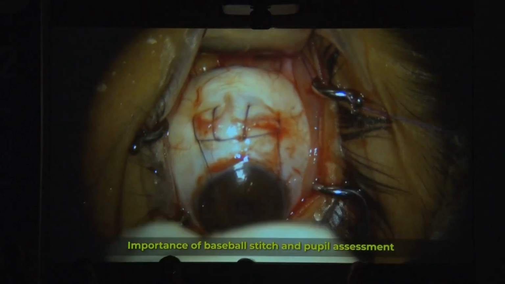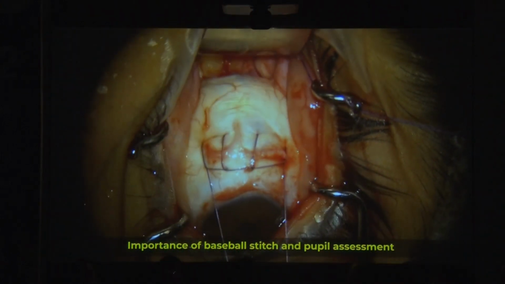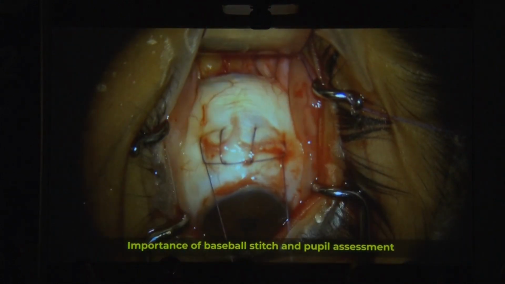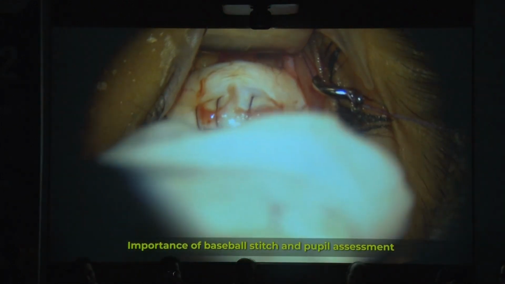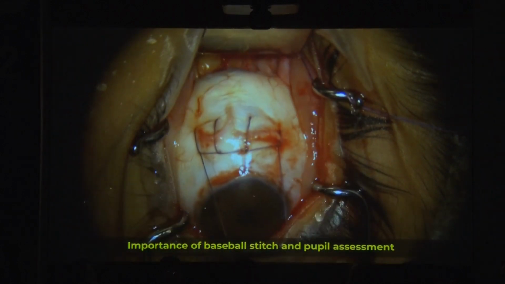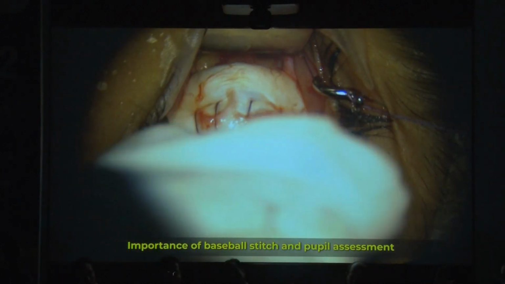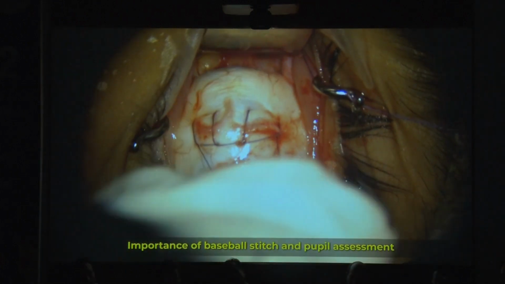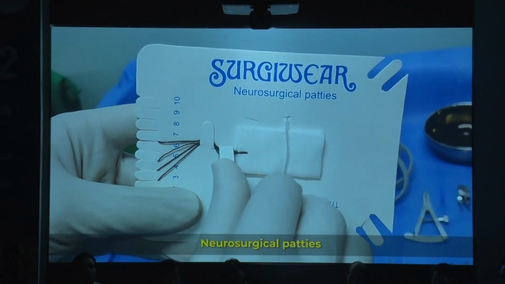The baseball stitch is very important. This straddles the medial rectus. It helps visualize the optic nerve better by a good maneuvering. It is similar to the reins of a horse and helps retract the globe. As you can notice here, it helps us to keep a watch on the pupil simultaneously so that intermittently we can give relaxation to the optic nerve.